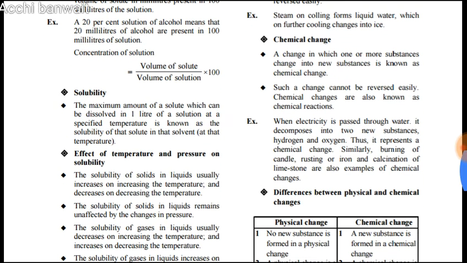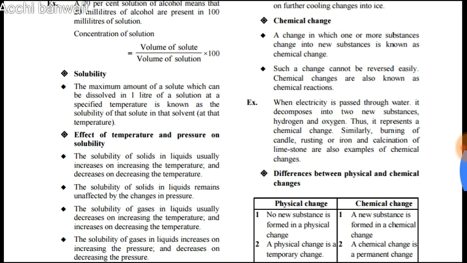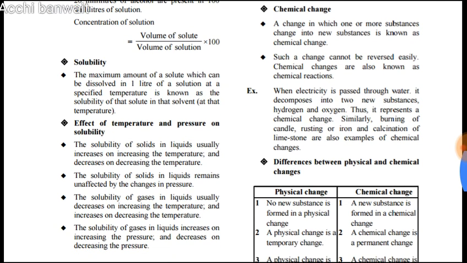Next topic is solubility. The maximum amount of solute which can be dissolved in 1 liter of solution at a specified temperature is known as the solubility of that solute at that temperature. Now, effect of temperature and pressure on solubility. So we understand what solubility is. Now what are the effects of temperature and pressure on solubility?